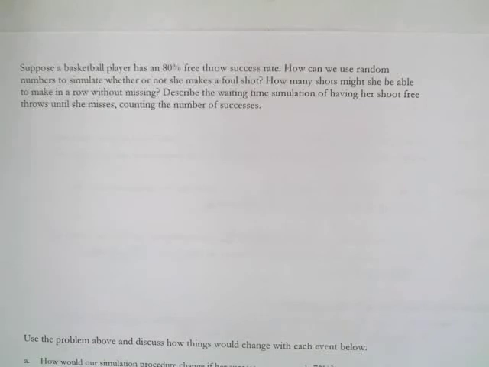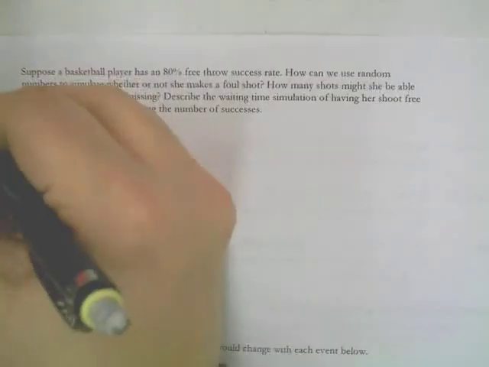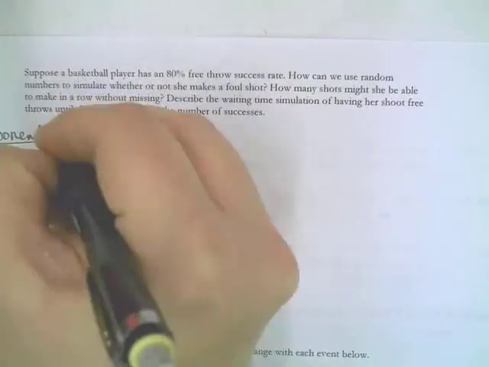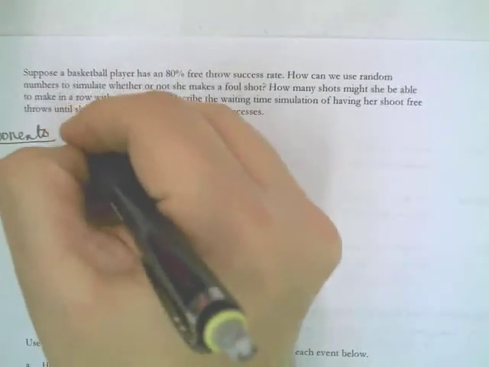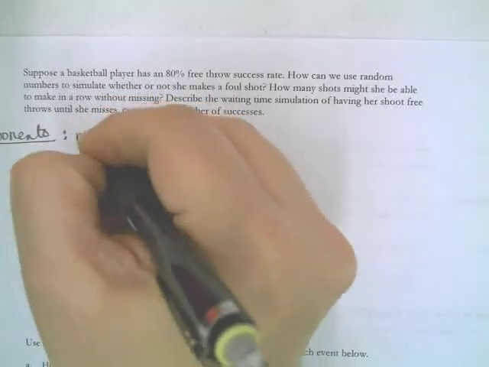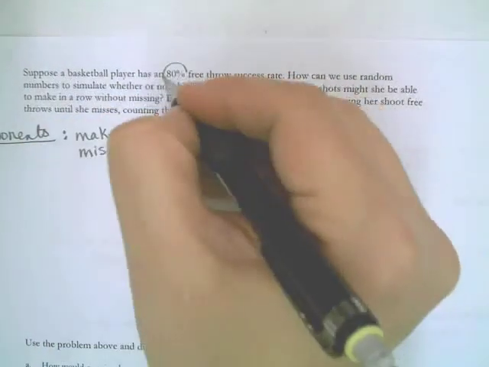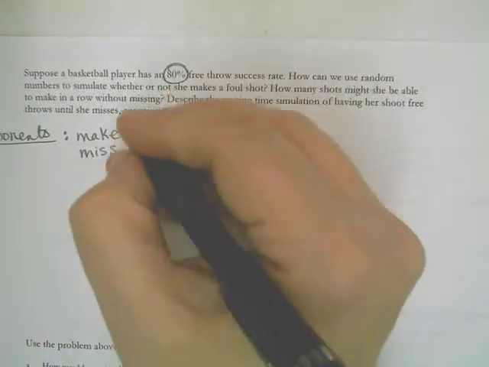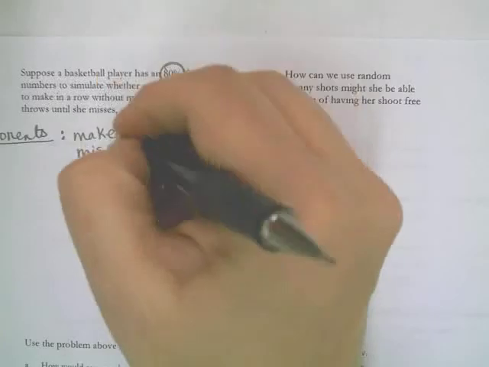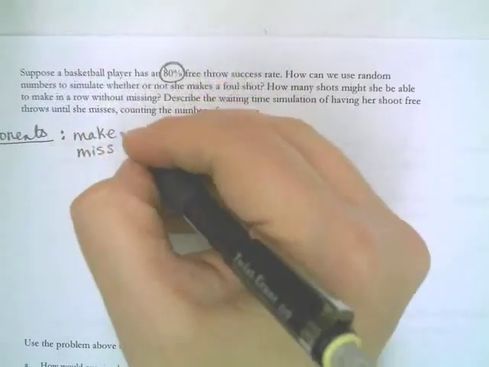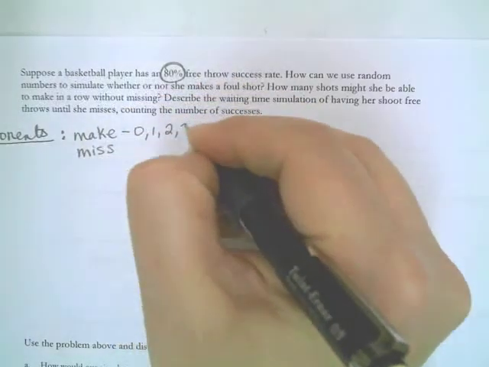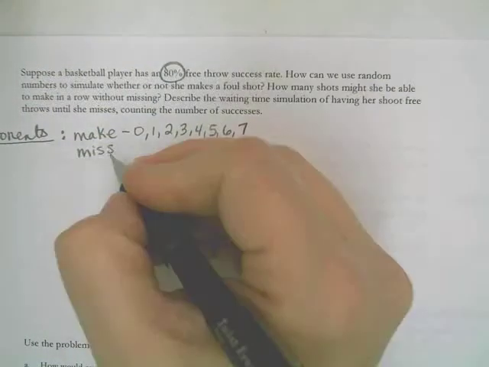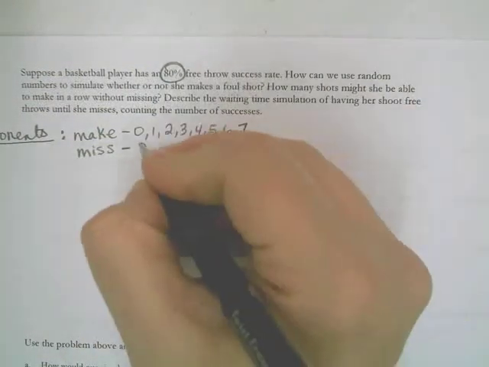Okay, so before you start any of this, you have to figure out your components. Okay, well, there's 2 things that can happen. She can either make it or she can miss it. According to this, 80% of the time she makes it, so that's 8 numbers. So I'm going to say a make is the numbers 0, 1, 2, 3, 4, 5, 6, 7. That's 8 numbers. She misses it, that's 20% of the time, that's 2 numbers, that's 8 and 9.